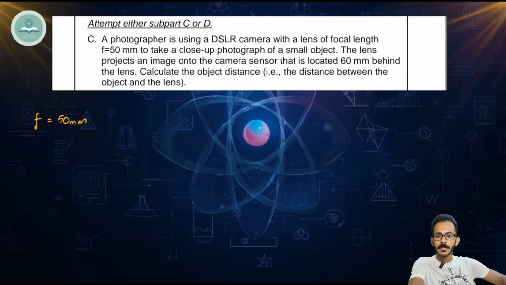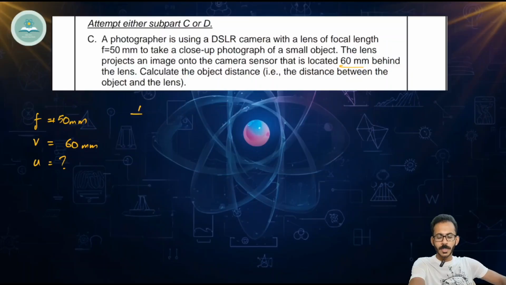To take a close-up photograph of a small object, the lens projects an image onto the camera sensor that is located 60 millimeter behind the lens. Image is coming and falling on the screen which is 60 millimeter behind the lens, which means indirectly they have given us the image distance, that is 60 millimeter. Calculate the object distance. We have to find out the object distance. A direct question. Here one lens is used. Since the focal length is a positive value, it's a convex lens, and in the image also we have seen that one. So now we have to find out the object distance.